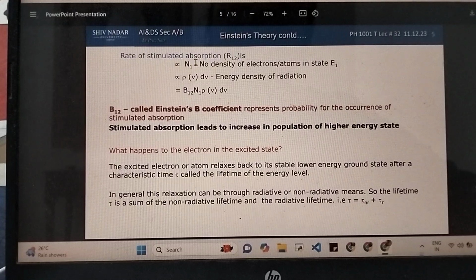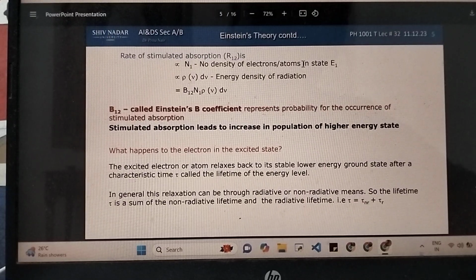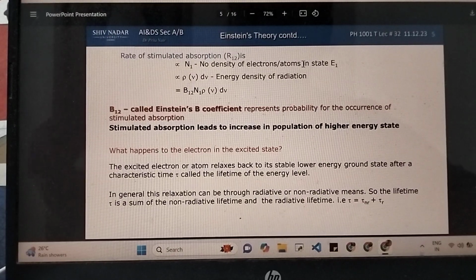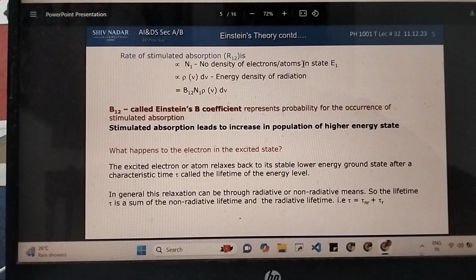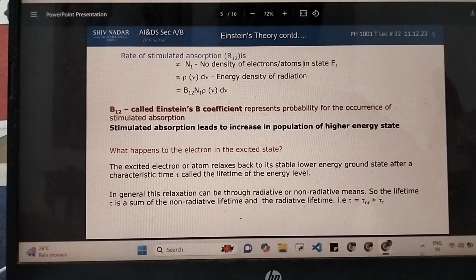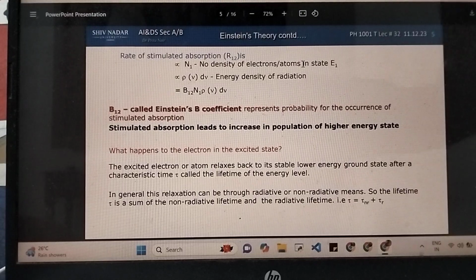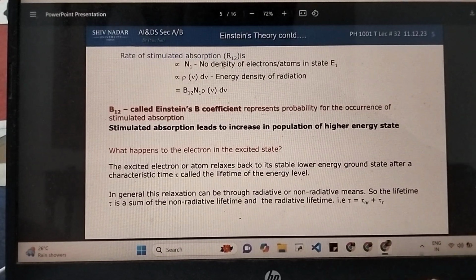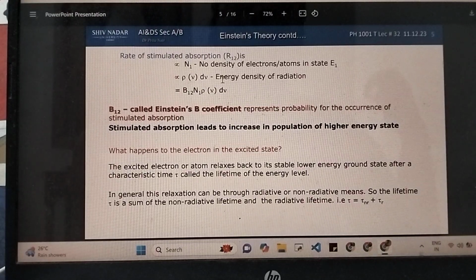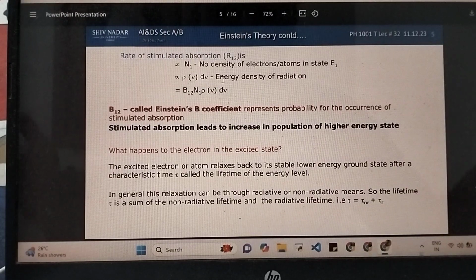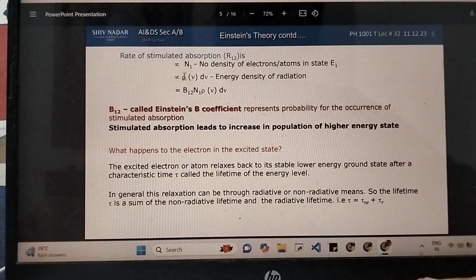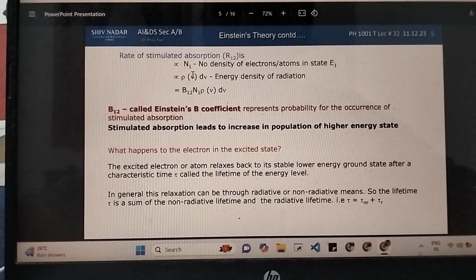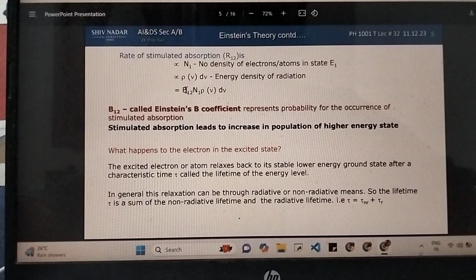It is directly proportional to the number of electrons in the lower state, because whatever electrons are present in the lower state, they are only going to shift up to the higher state. So obviously how much moves up depends on how much is initially there in your equilibrium state, and upon the energy density of radiation, meaning how much energy you are providing. So these are proportional.